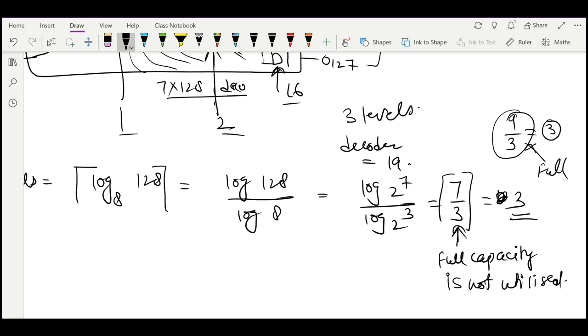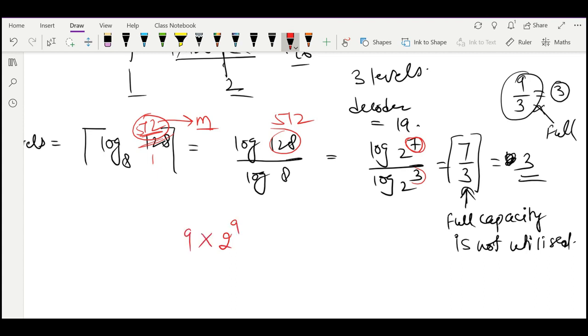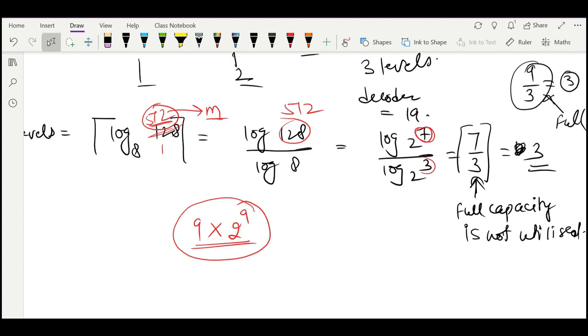Okay, so how do we utilize the full capacity? If we put 9 there, what will happen? It will become 9, and here 3 will remain the same. If we put 9 here, it will become 512. So instead of this we will have 512, which was M. And if the M value was 512, that is 2 to the power 9. So if we use this decoder with its full capacity, we could have made a 9 into 2 to the power 9 decoder.